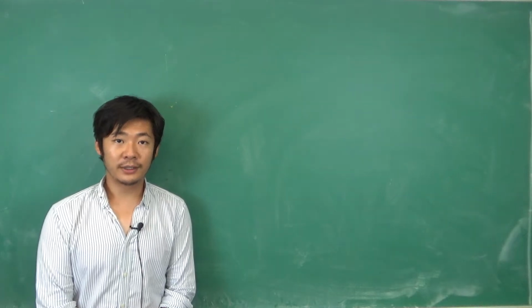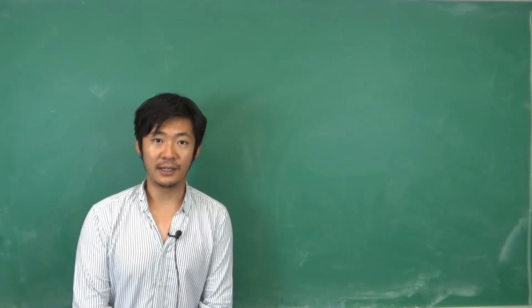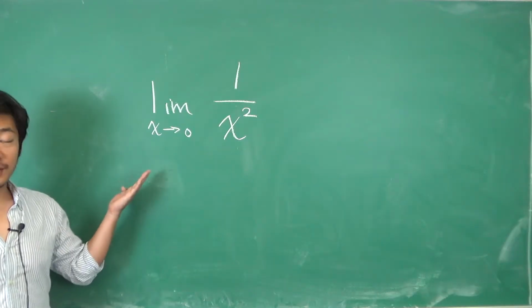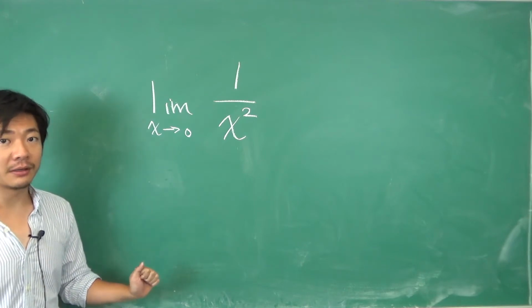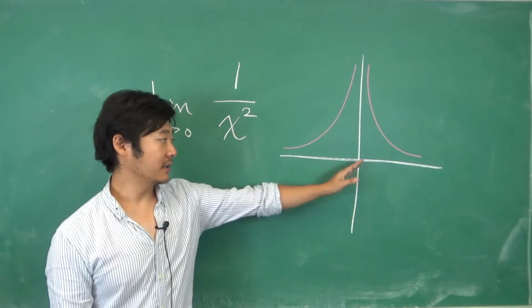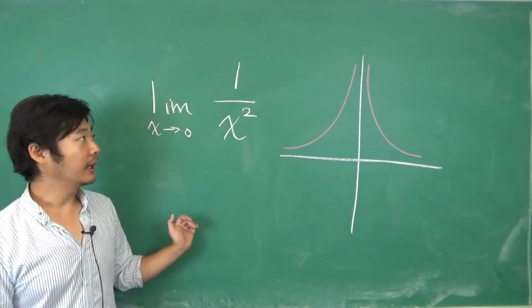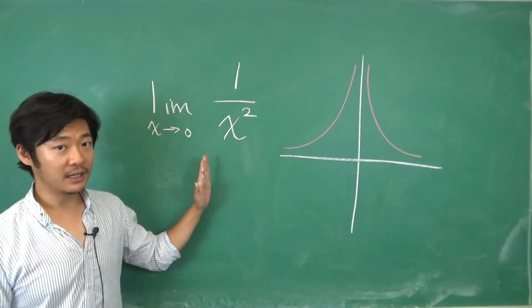In this video, we'd like to talk about limits that involve infinity. So first, let's look at an example. What can we say about this limit, the limit as x goes to 0 of 1 over x squared? Well, let's first graph 1 over x squared. As we can see, it's not defined at x equals 0, and it's not really approaching any number. So the limit does not exist.